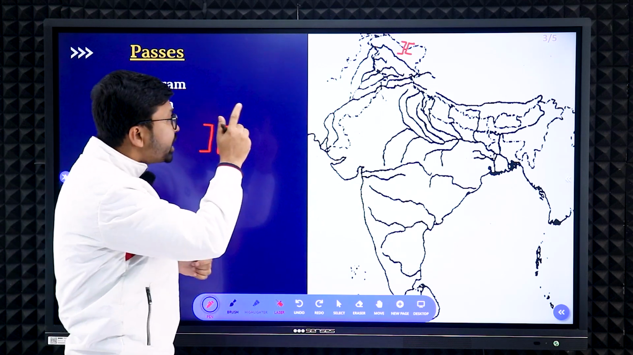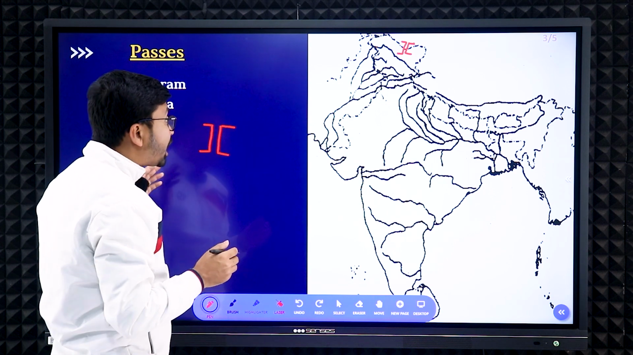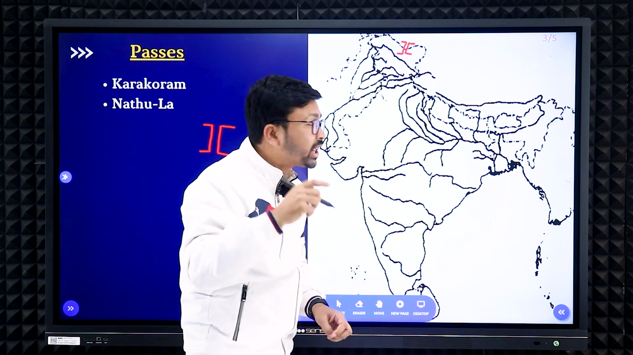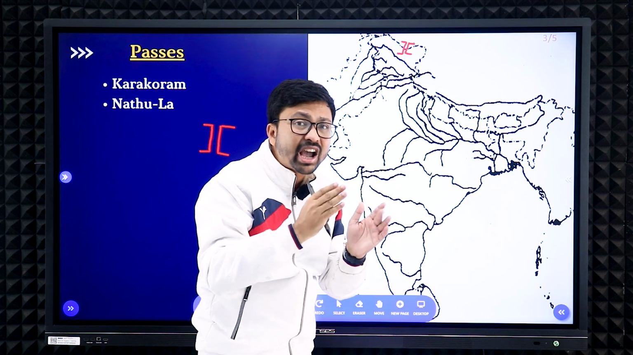So that one, first one is the Karakoram Pass. Next one, that is the Nathula Pass. Where do you have to mark? You have to remember those features, that boundary, right? Route boundary. Which are the boundaries? The countries: Nepal, India, and Bhutan.